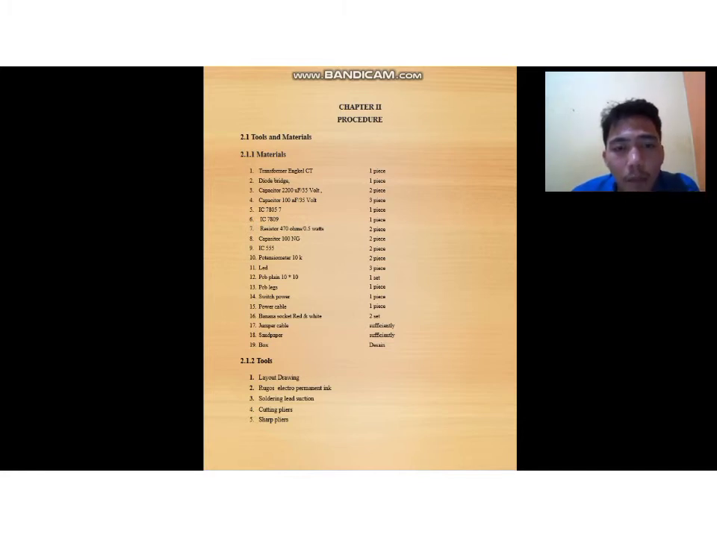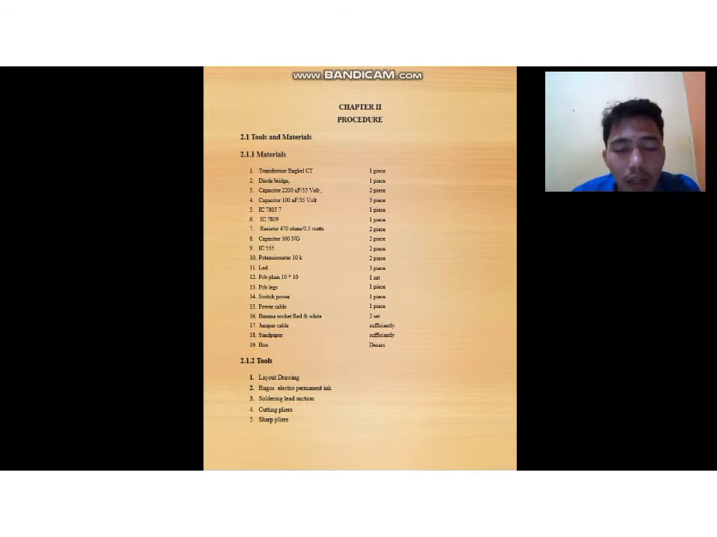For capacitor, 100 microfarad per 35 volt, 3 pieces. IC 7805, 1 piece. IC 7809, 1 piece. Resistor 4,407 ohm. For the rest of the materials, I can show the PowerPoint.